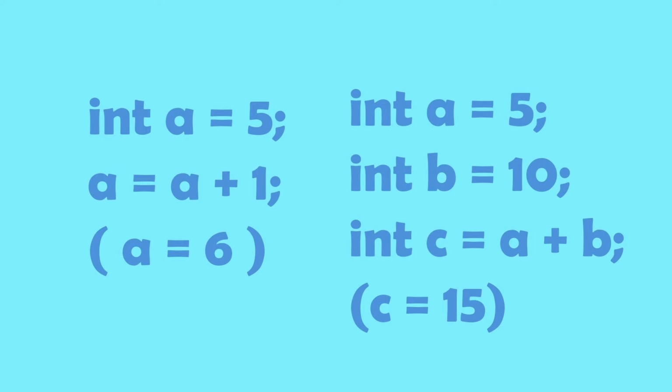If you have two variables, let's say an integer variable a containing the value of 5, an integer variable b containing the value of 10, and you are trying to do an addition in between them and assign the result to an integer variable c, then you will write it as int c equals a plus b. Now c contains the value of 15 because a plus b equals 5 plus 10, which equals 15.